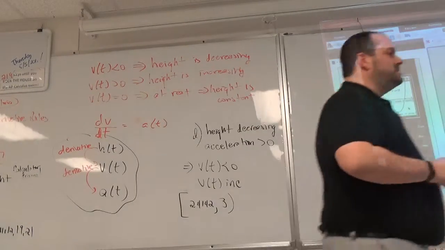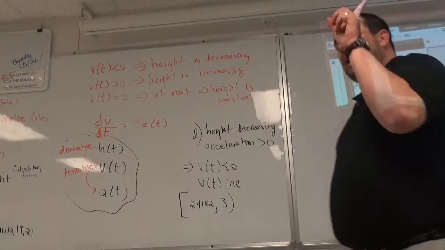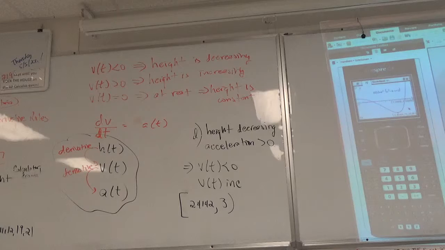All right, so I want to get some more practice here. So we're going to skip past E, and I want to look at part F. Part F, the question says, using the graph of the velocity function, sketch the graph of the acceleration. I want a hand-drawn sketch of acceleration. When you're done with your sketch, feel free to do it on the calculator. Give me a minute or two, see what you can do.